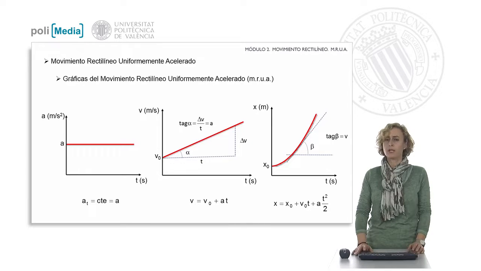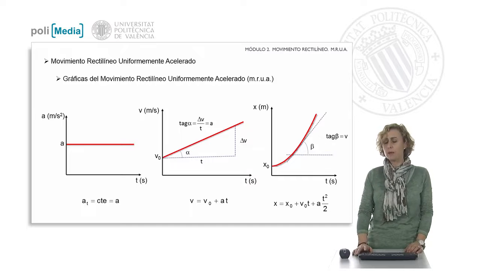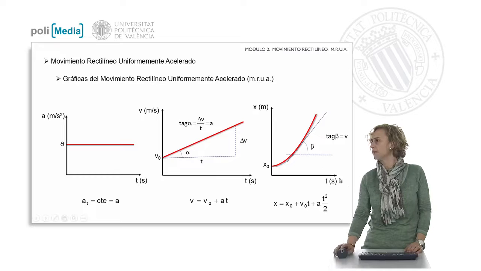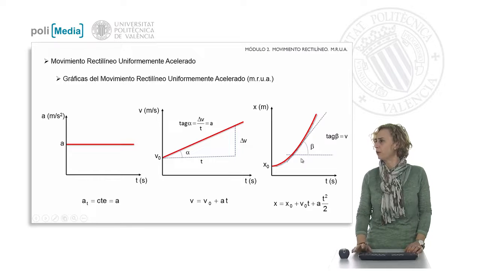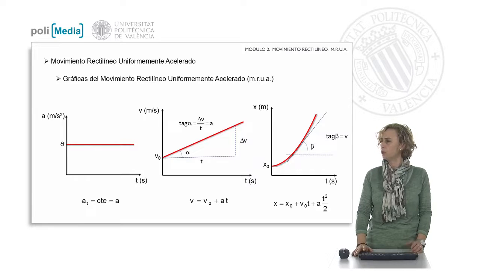if we represent these quantities in kinematic diagrams, we see that the acceleration is a horizontal line because it is a constant acceleration. The velocity with respect to time is a line whose slope will give us the value of the acceleration of the mobile. The position versus time gives us a parabola, and the slope of the tangent line at a point gives us the velocity of the mobile at that point and at that instant.